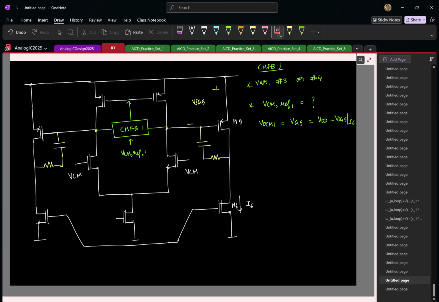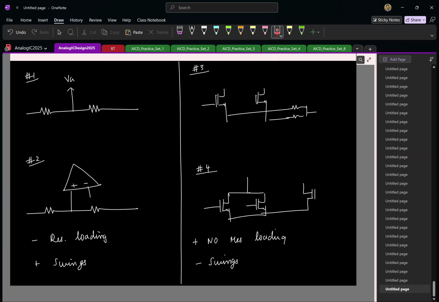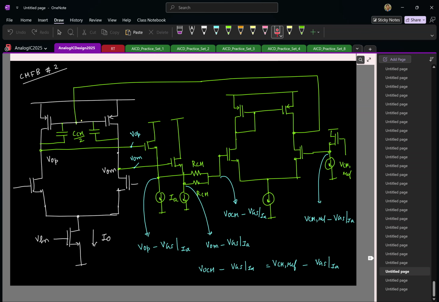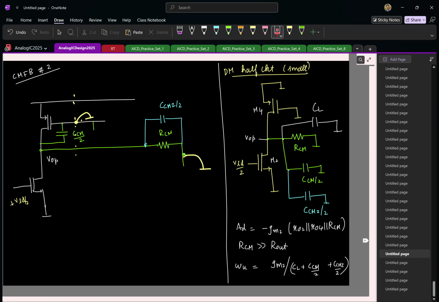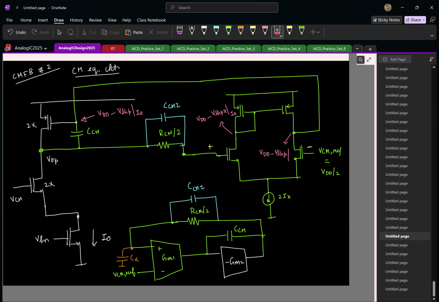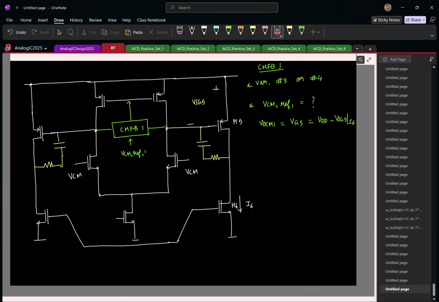Correct? Now that begs a question: how do I generate a voltage which is equal to this value? Because in our CMFBs, you see that I have to go and feed a reference voltage here, for example, here. This reference voltage I have to feed, which means I have to generate that voltage somehow. So how can I generate a voltage of this value?